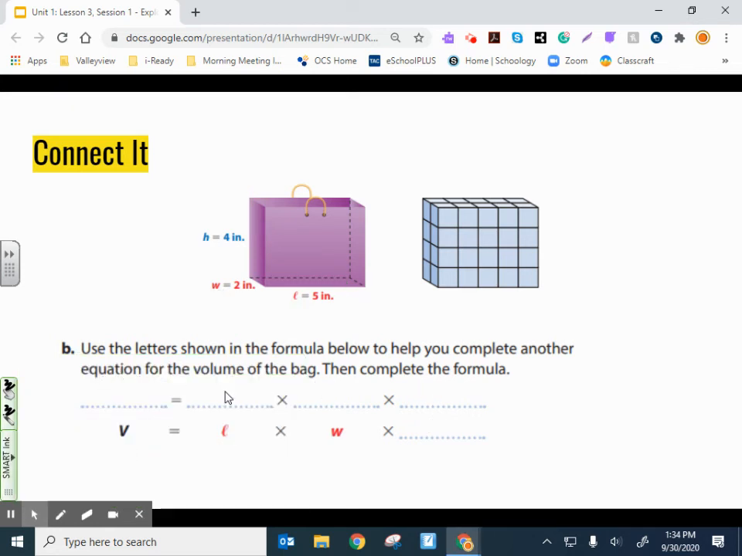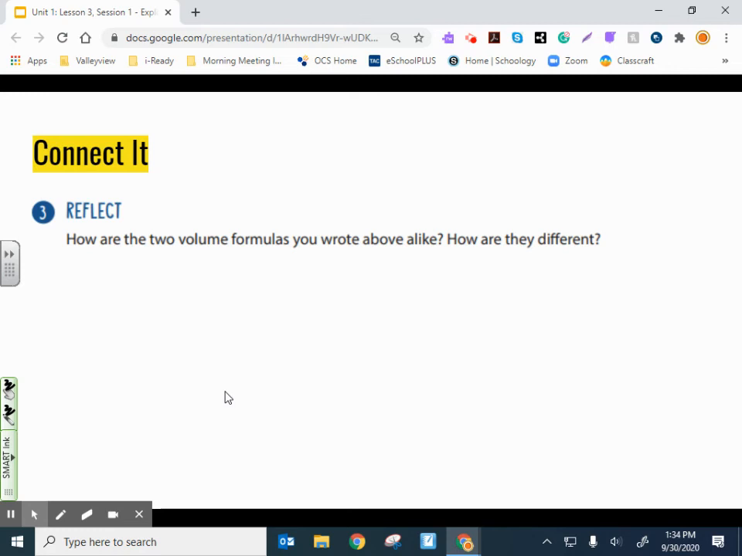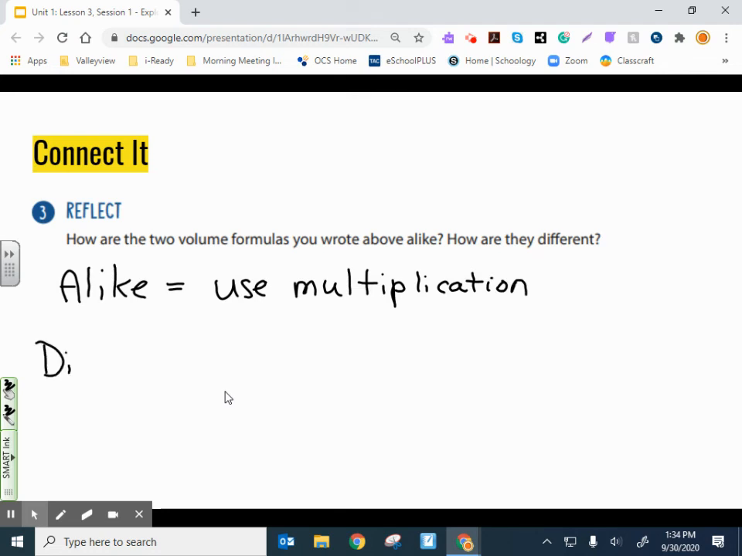And lastly, this part down here, we reflect on it. How are the two volume formulas you wrote alike and how are they different? Well, let's talk about what they're alike. The main thing is that they both use multiplication. That's simple enough. And how are they different? Well, you could simply say they have different letters in them. That's true. They've got some of the same letters, but different letters.